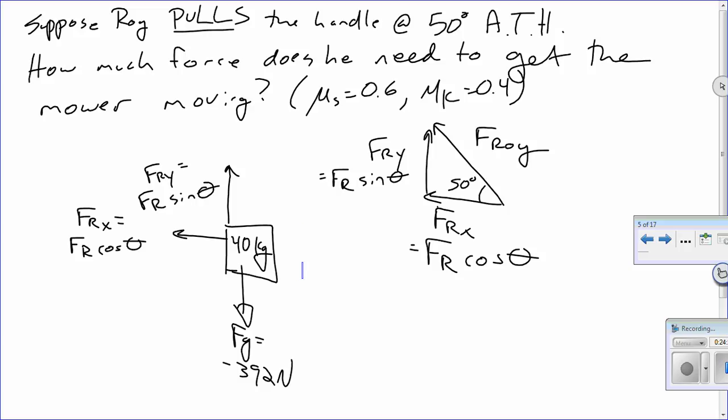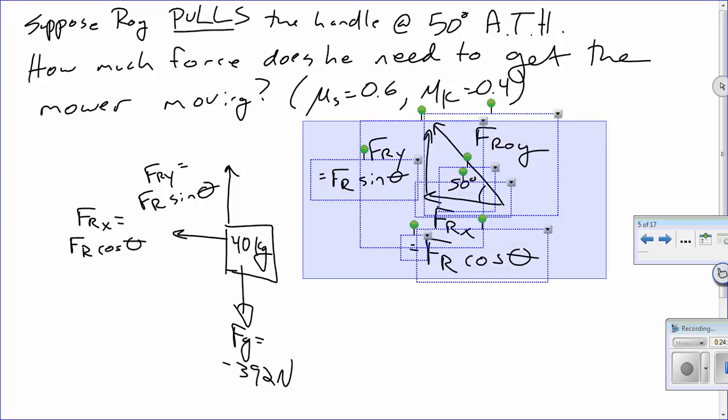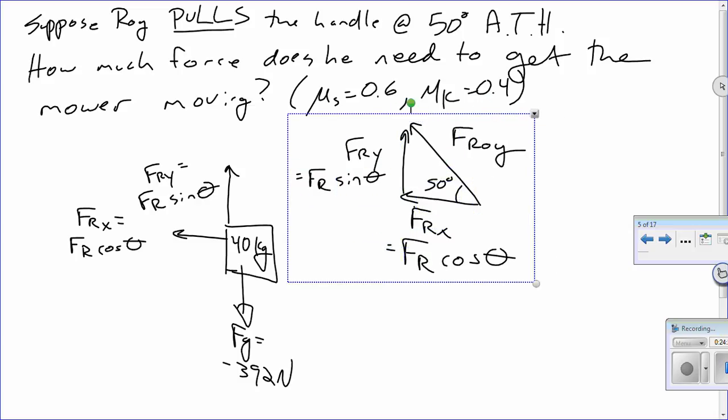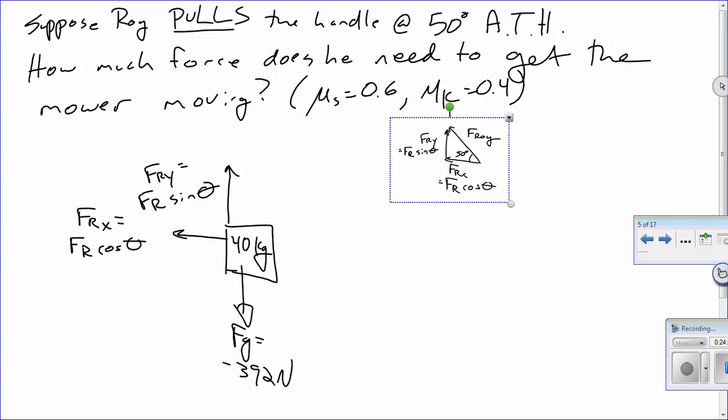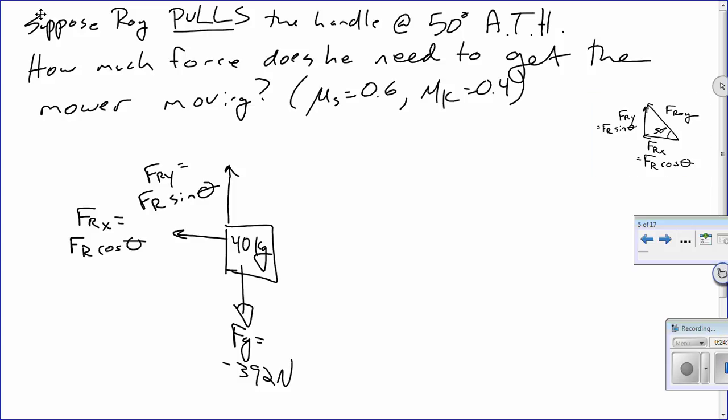I'm sorry? Oh, yeah, totally. All those thetas are 50 degrees. 100%. Why am I not writing them in? I don't have a good answer for that. So if you want to write in those 50s, totally, let's do it. Yeah, you're right.